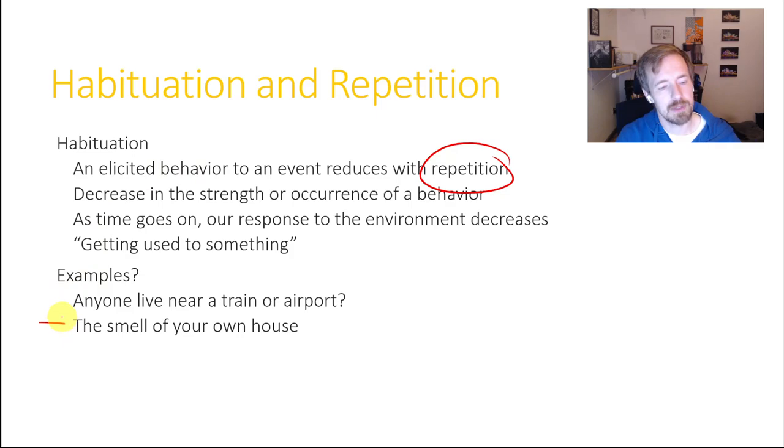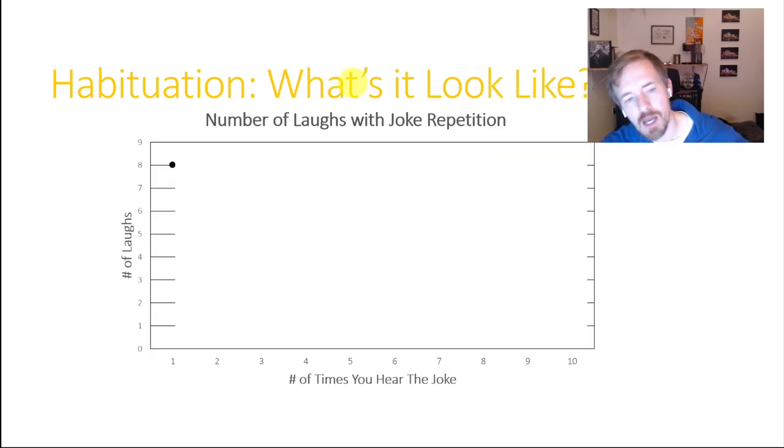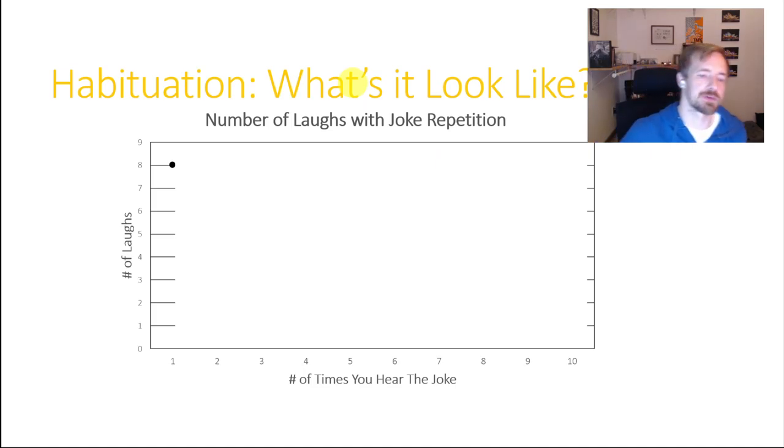Another example of this would be like the smell of your own home. Whenever you go out on vacation and you come back, now you smell your home and you're like, oh wow, my home smells like something. But right now, you probably don't think about how your house smells, and you can't really smell it. That's an example of habituation. You've been in your house for so long, you've been around it so many times, that you fail to notice how it smells.